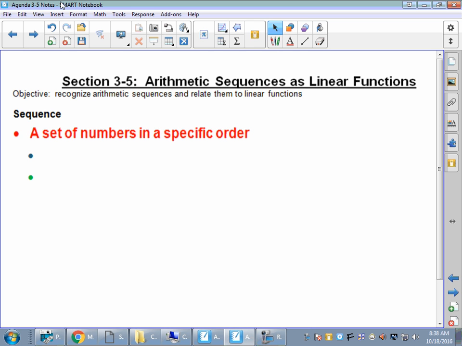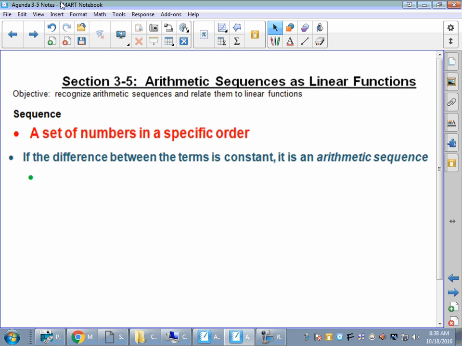A sequence is a set of numbers. It's in a specific order. You can't switch it up. You have to just take what I give you for that series of numbers. If the difference between the terms between every one is constant, it's an arithmetic sequence. Or instead of saying the word constant, we could say stays the same.